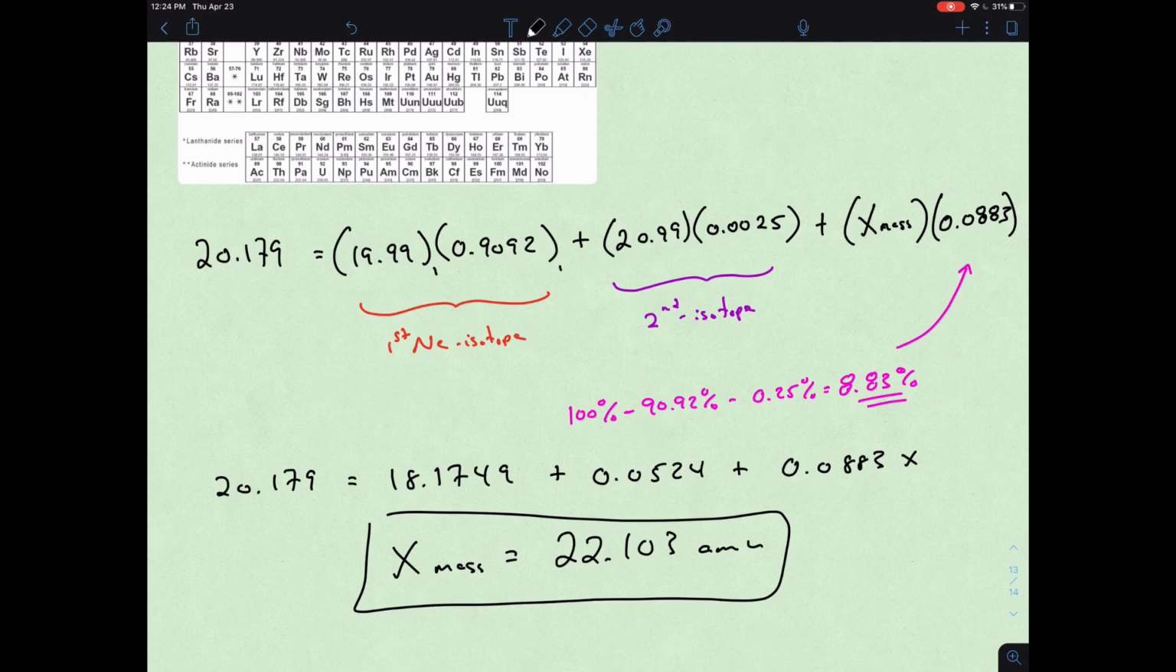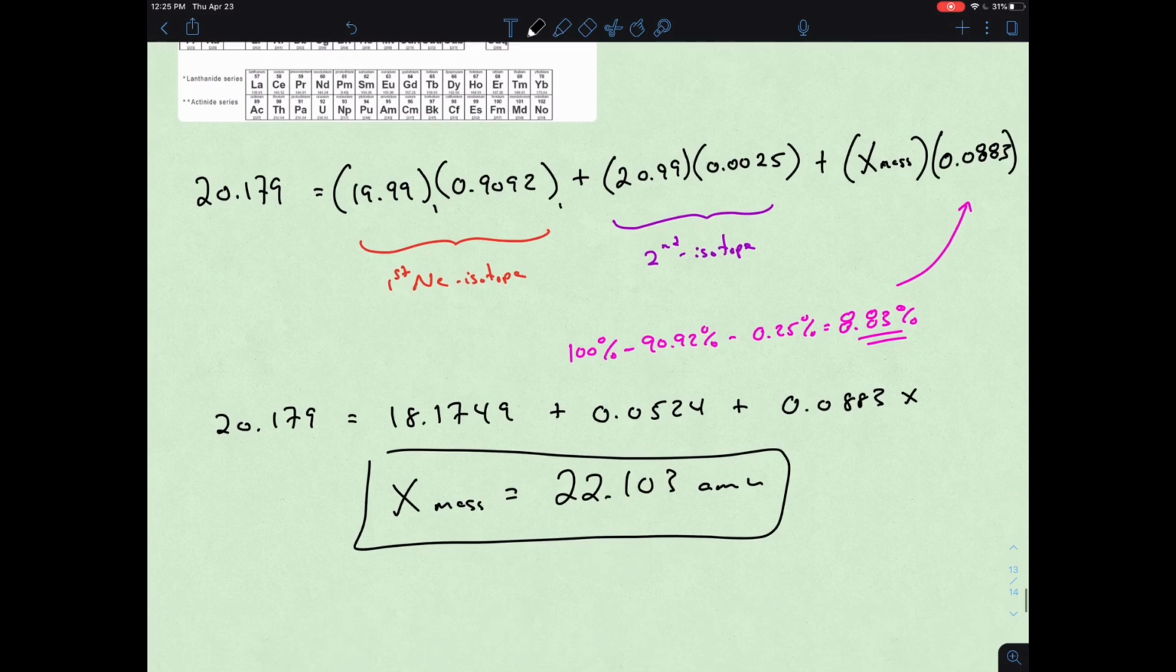Isotopes are basically differences in number of neutrons within an element. So our number of protons is the same, but our number of neutrons is actually different.